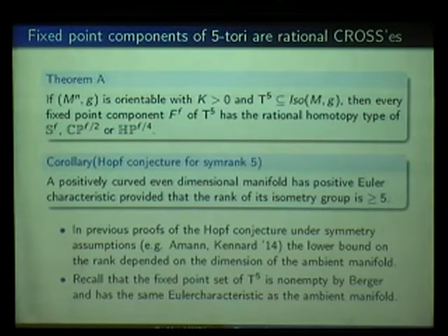The fundamental group is finite, and rationally a sphere just means the universal cover is a sphere, right? So this implies the second Hopf conjecture, the one on the Euler characteristic, provided that you have symmetry rank 5, right? So if you have a positively curved even-dimensional manifold whose isometry group has rank 5, right? Then you can find a T5 inside the isometry group.